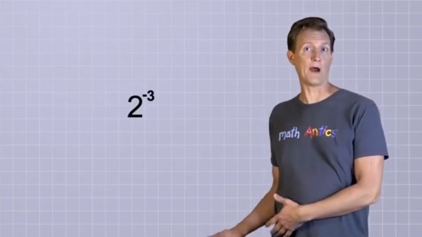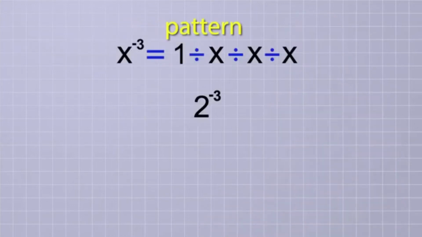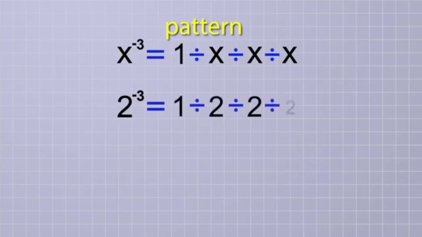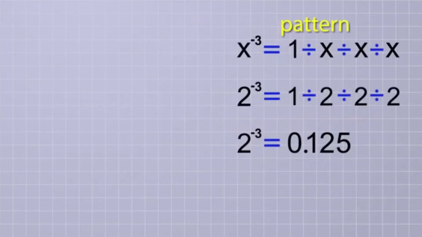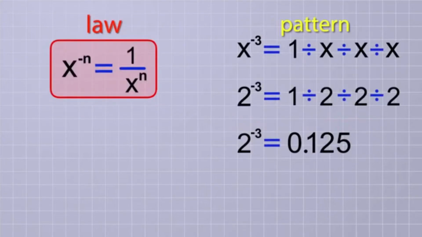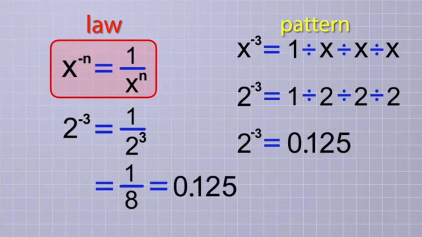2 to the -3rd power. Let's first try that as a repeated division problem like our pattern shows us. We always start with a 1, so we would have 1 divided by 2 divided by 2 divided by 2. If we do those operations from left to right using a calculator, we get 0.125 as the answer. Now let's write it in fraction form like our law of exponents tells us we can. 2 to the -3rd power would be the same as 1 divided by 2 to the 3rd power. And that's the same as 1 over 2 times 2 times 2, which simplifies to 1 over 8, and 1 over 8 simplifies to 0.125.